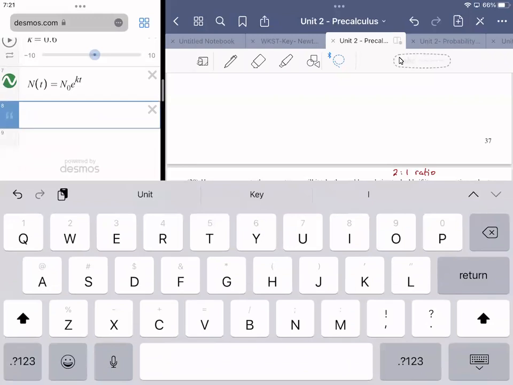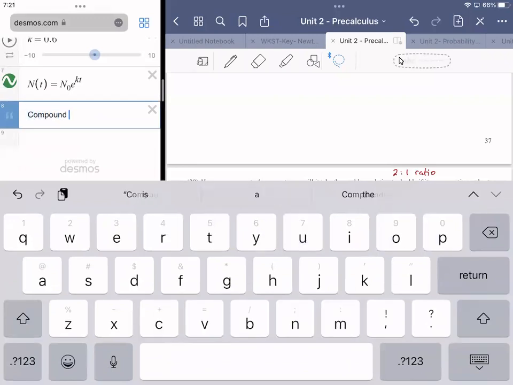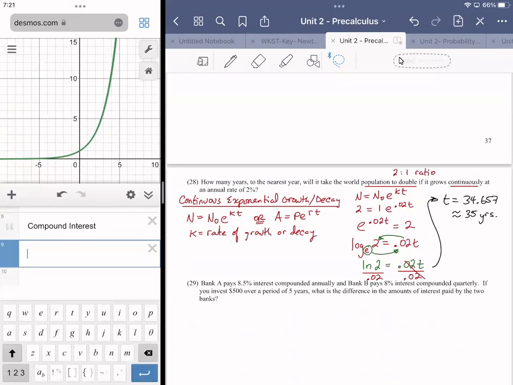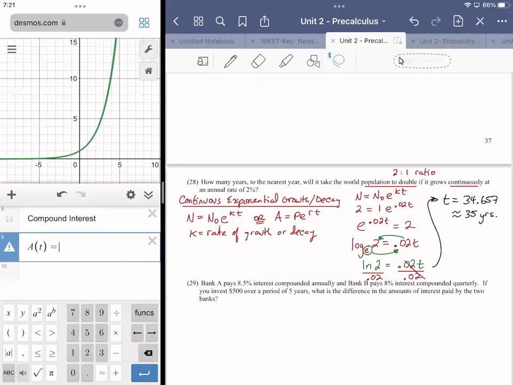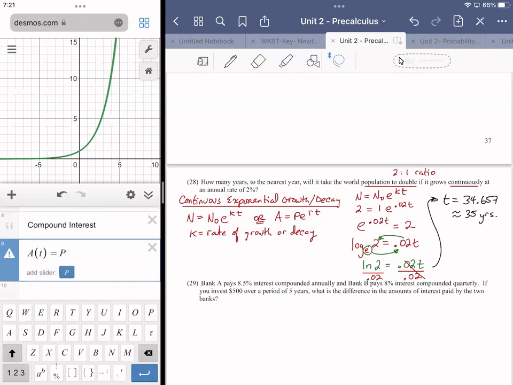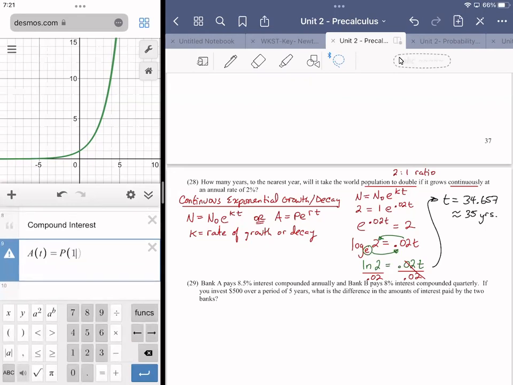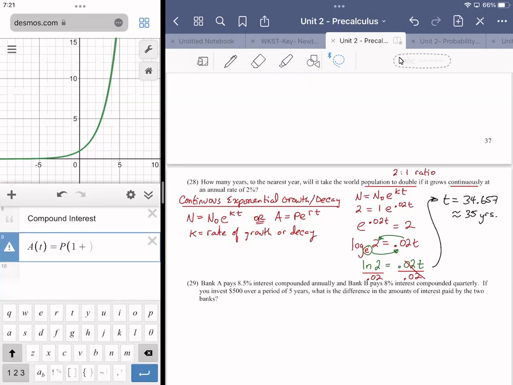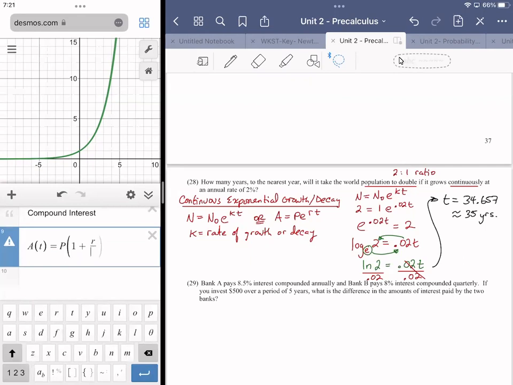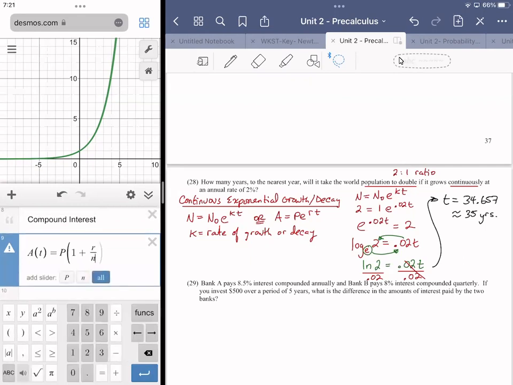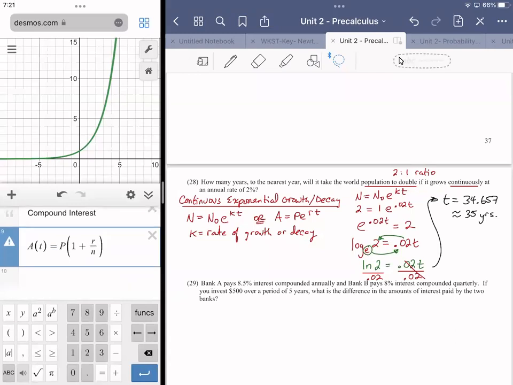So let me just get in the compound interest. So a note, compound interest. That's capital A, usually a function of time. So A of T is equal to capital P for some reason times 1 plus R over N raised to the NT power.